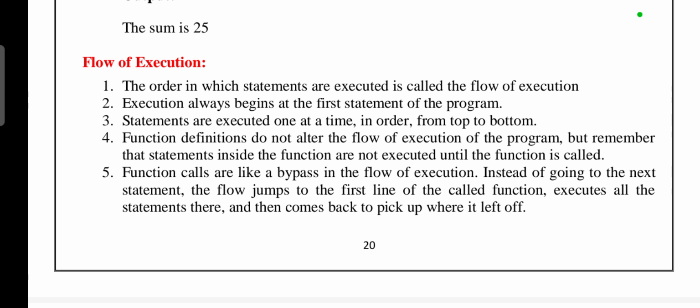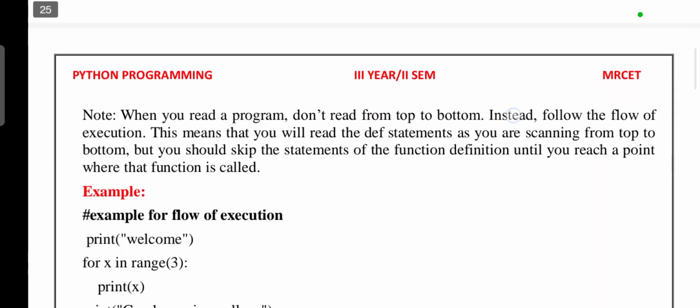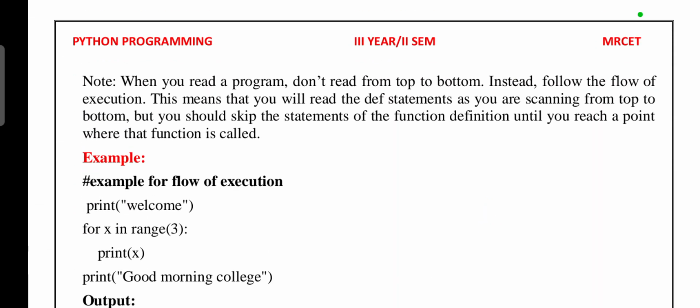Next, the fifth point: a function call is like a bypass in the flow of execution. Instead of going to the next statement, the flow jumps to the first line of the called function, executes all the statements there, and then comes back and picks up where it left off. This is the function execution. Note: when you read a program, do not read from top to bottom. Instead, follow the flow of execution. You can read the definition statements as you scan from top to bottom, but you should skip the statements of the function definition until you reach the point where the function is called.